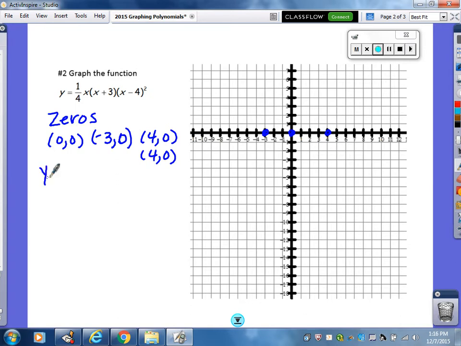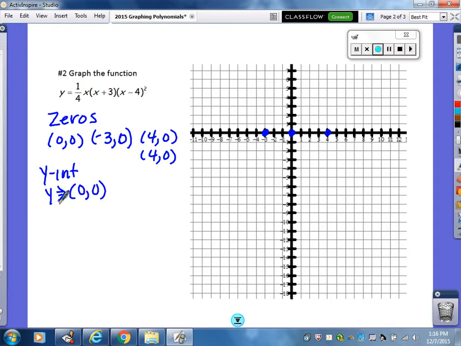All right, let's get the y-intercept. So we're going to put 0 in for x. So y is equal to, well, you know it's going to be 0, 0, right? Because when you multiply by 0 here, you have 0. So my y-intercept really doesn't help me here. My y-intercept is 0, 0.